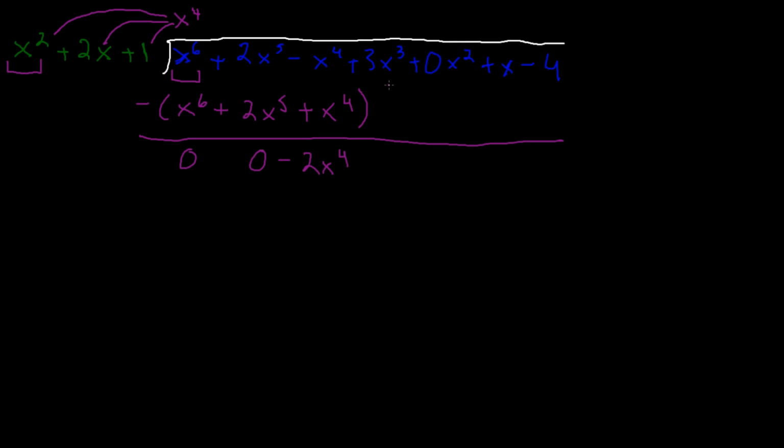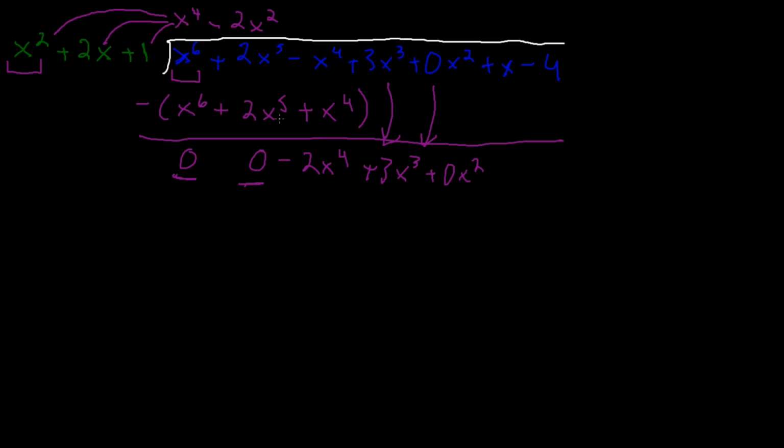And then we are going to drop down two placeholders. Normally you drop down one, but since we got two zeros in here, we're going to drop down two values from what's inside the division sign. And then we have this. And then we're going to repeat again. So we ask ourselves, negative 2x to the 4th, x squared times what equals negative 2x to the 4th? And the answer to that is negative 2x squared.